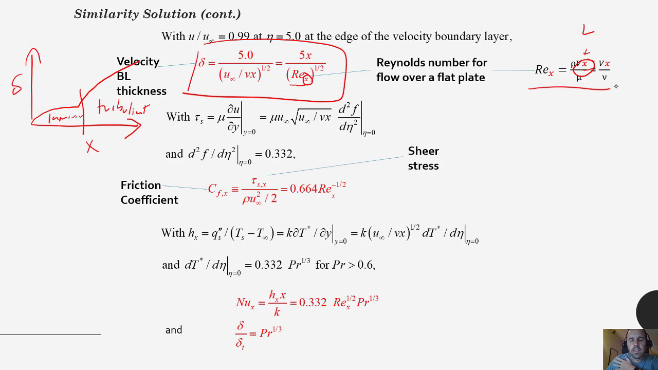Those are things you should be learning about from your fluids class. We won't use those definitions much in this particular class, but we will be particularly interested in the parameters down here. The thermal boundary layer thickness is given by delta T, and you can see the ratio of the momentum boundary layer thickness to the thermal boundary layer thickness is proportional to the Prandtl number to the 1/3 power.